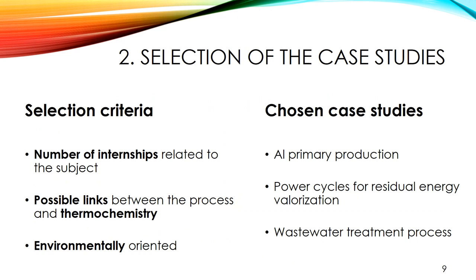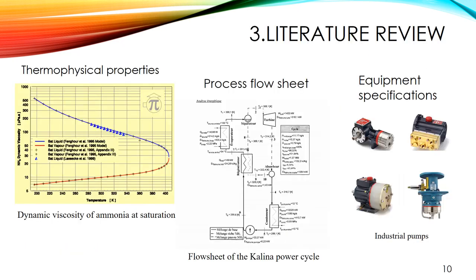Which brings me to the selection of the case studies. Based on the reasons I just gave you and a few more selection criteria, we chose to work on aluminum production, power cycles with residual energy recuperation, and wastewater treatment. For those processes, in the literature, we looked for thermophysical properties, process flow sheets for mass and energy balances, as well as real industrial equipment specifications and design guidelines.